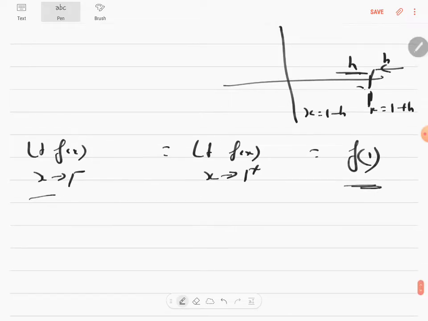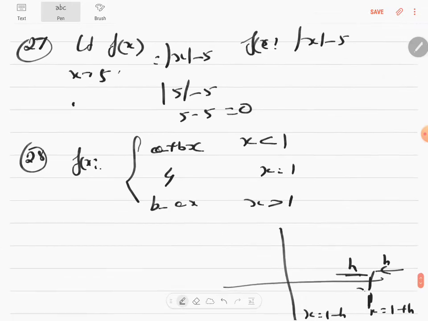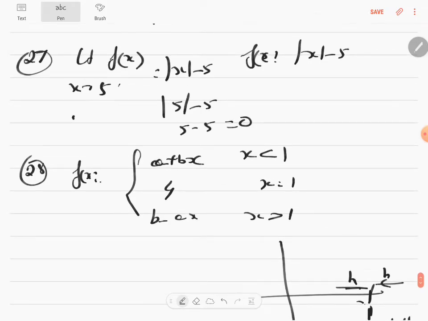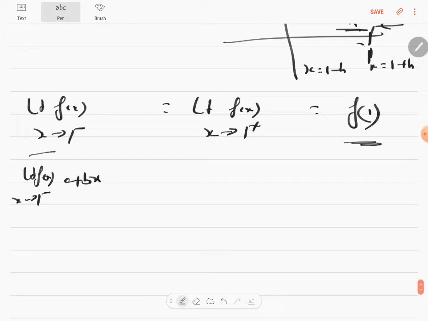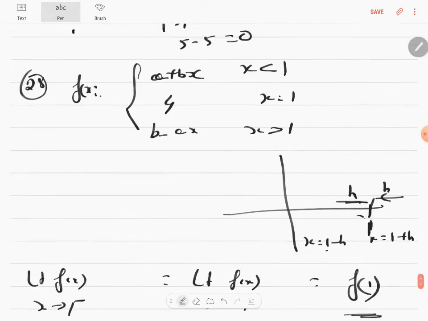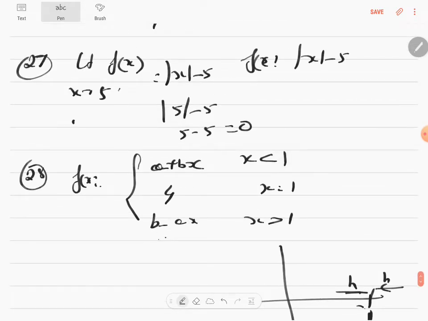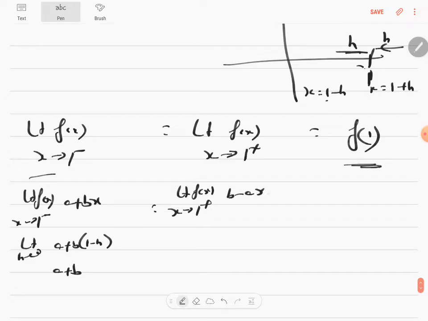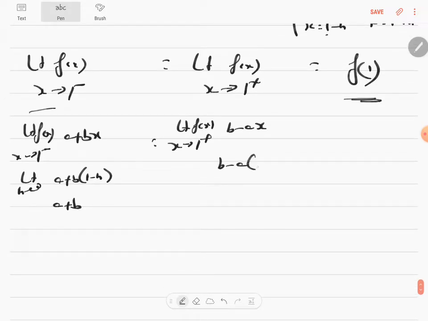Limit of f of x as x tends to 1 from the left. What is the formula for the left of 1? It's a plus bx. But x itself is 1 minus h. A plus b into 1 minus h, limit h tends to 0. So a plus b is the answer for this. Should be equal to the right hand limit. Limit of f of x as x tends to 1 from the right. What is the formula for the right? It's b minus ax, where x is nothing but 1 plus h, limit h tends to 0.